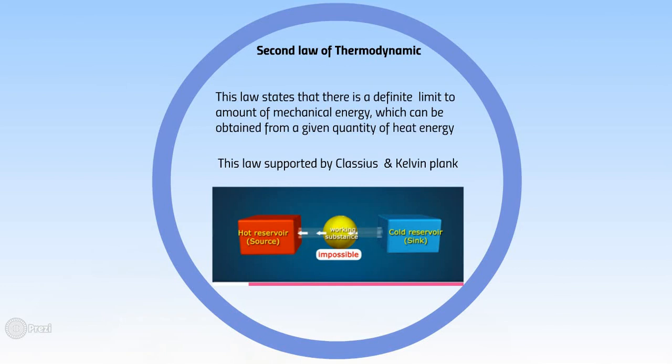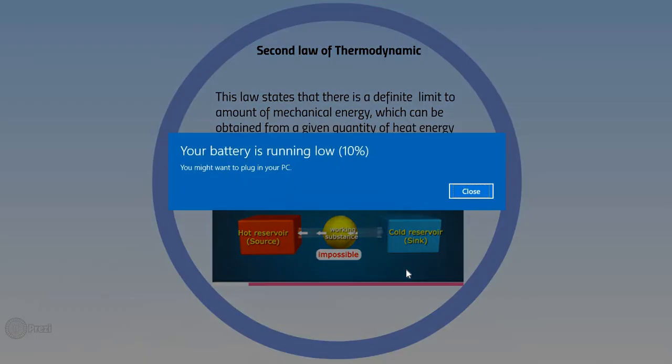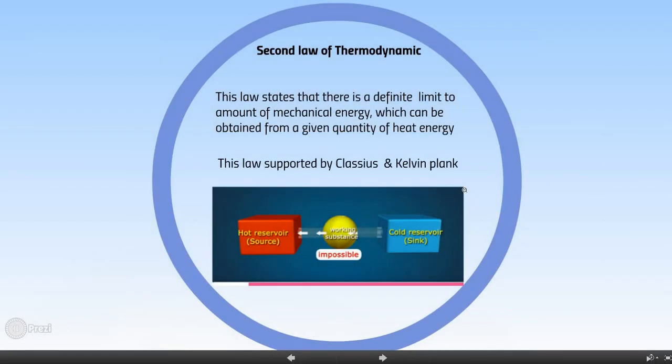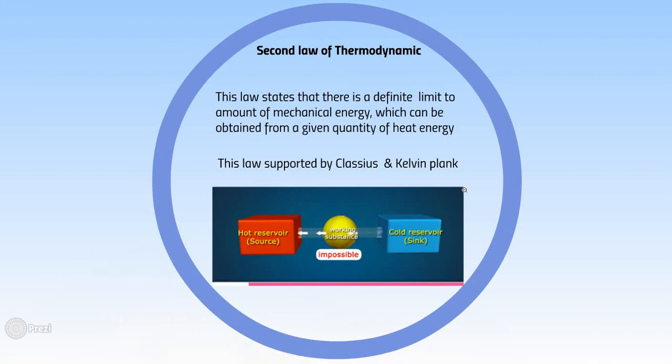It is impossible to construct an engine working on a cyclic process whose sole purpose is to convert heat energy into work. According to this statement, the second law of thermodynamics is sometimes called the law of degradation of energy.